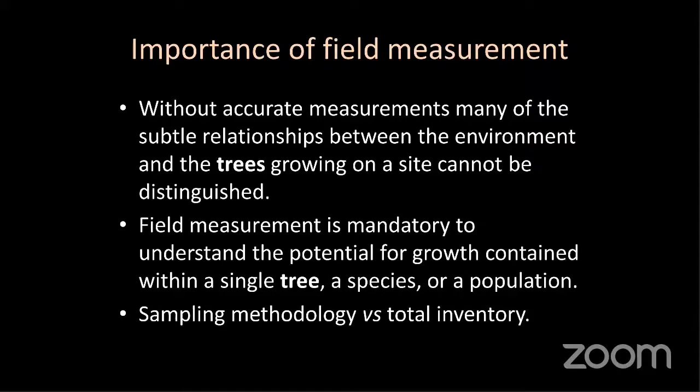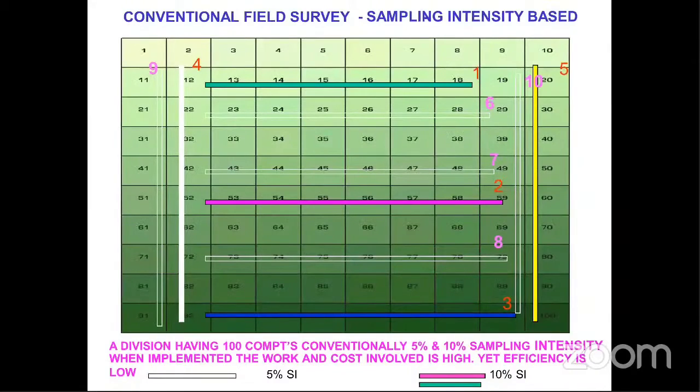When we are talking about growing stock and any other estimates, this has to be substantiated by ground measurement first. Without detailed measurement, we can't understand the potential of growth contained within a single tree species or even a population. So this is one example. As per standards, growing stock is normally estimated by all the state forest departments as a requirement for forest working plans.